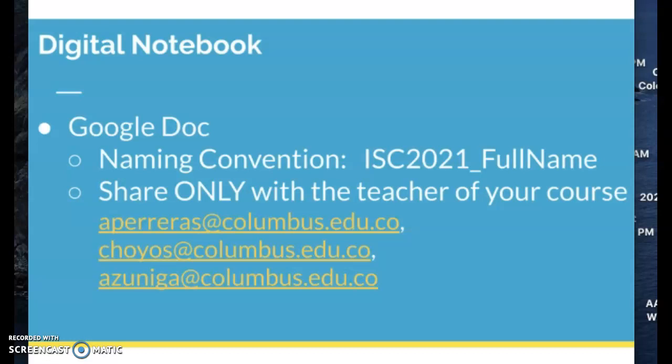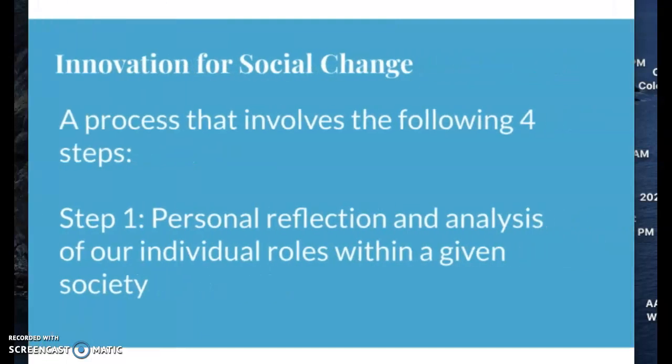You can name it ISC 2021 and your full name. Share it with the teacher of your course. It can be a good document for us to have shared so that I could talk with you within the document or give you feedback around anything you're taking notes on. You don't necessarily have to share it with me if you don't want to, but if you want to share it with the teacher of your course, you can, okay? So you give them 2 minutes to set up their digital notebook, and then we go.